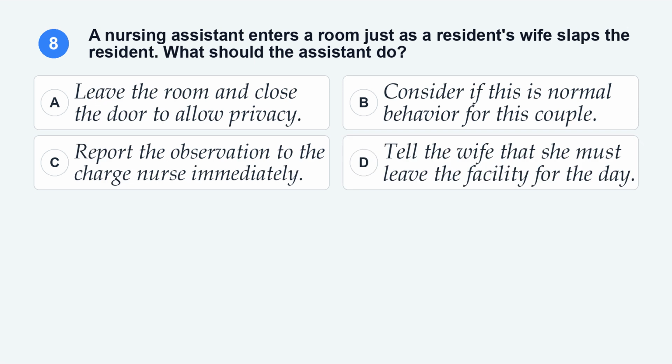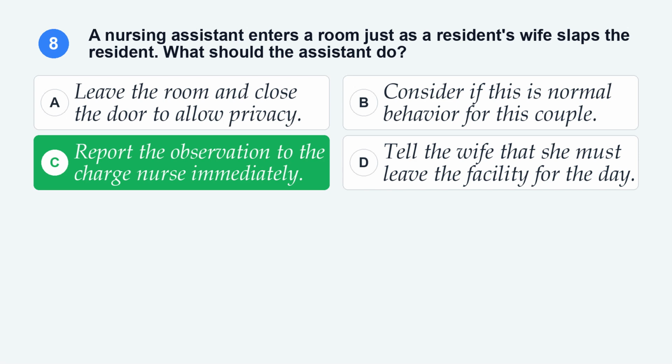Question 8. A nursing assistant enters a room just as a resident's wife slaps the resident. What should the assistant do? Option A. Leave the room and close the door to allow privacy. Option B. Consider if this is normal behavior for this couple. Option C. Report the observation to the charge nurse immediately. Option D. Tell the wife that she must leave the facility for the day.